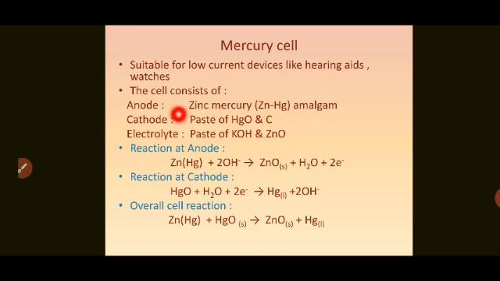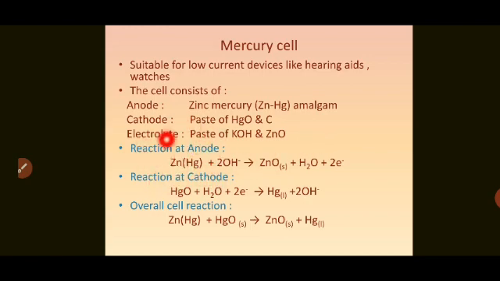In the earlier cell, the dry cell, a paste of manganese dioxide and carbon is used. But instead of that, here a paste of mercuric oxide and carbon is used as the cathode. And the electrolyte is a paste of KOH and zinc oxide, that is, potassium hydroxide and zinc oxide. So what reaction takes place at the anode?